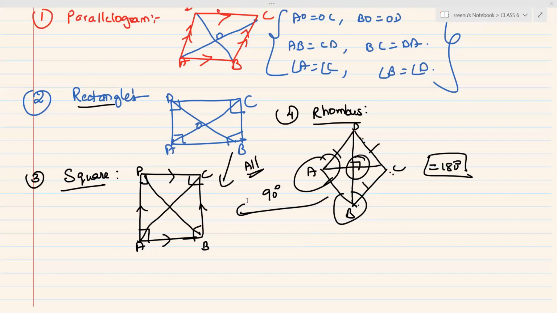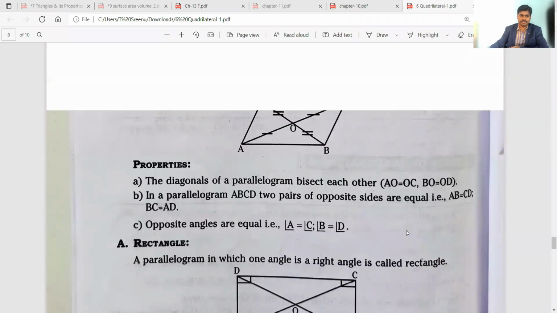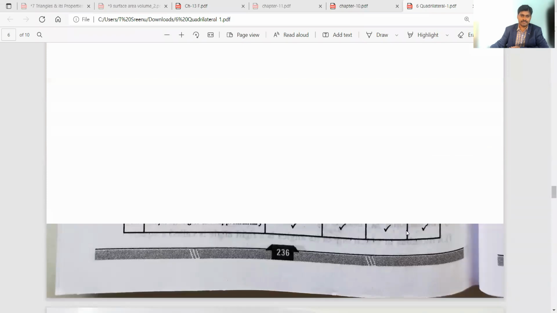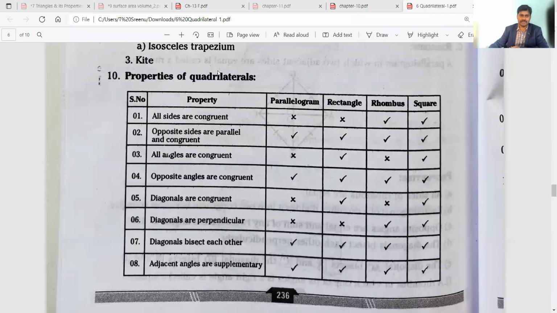So let us see all these points in a table-wise manner. One minute, we'll check it. Just see this table. Yeah, please see this table.